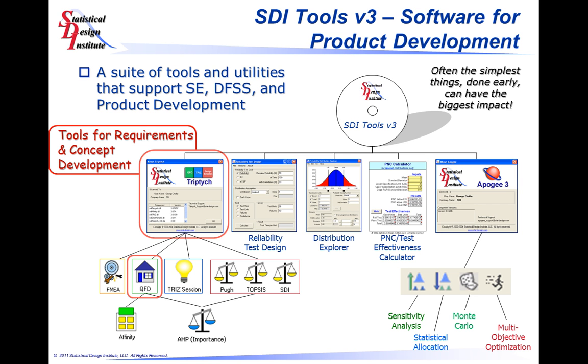In the SDI Tools Triptych software, which is developed primarily to support tools for requirements and concept development, we have already discussed the affinity diagram tool, the analytical hierarchy process importance tool, and now we will look at the relationship of these two tools to performing quality function deployment, or QFD.